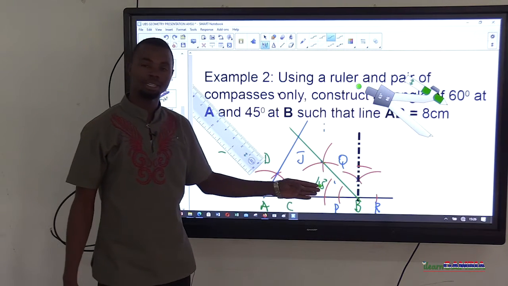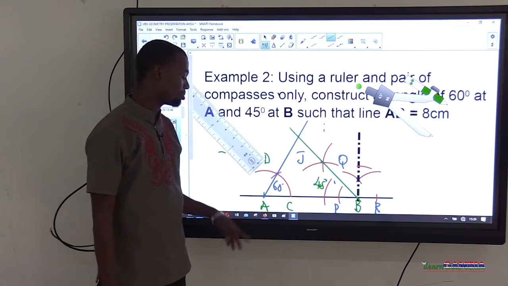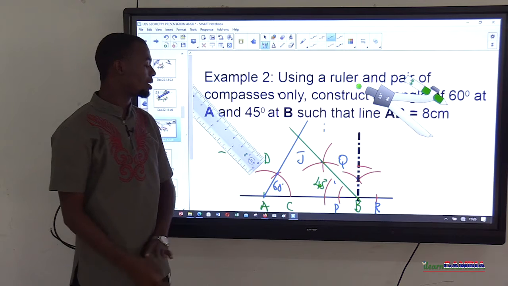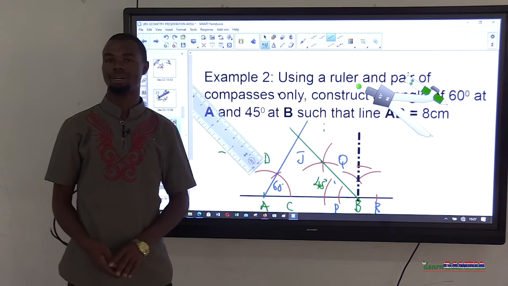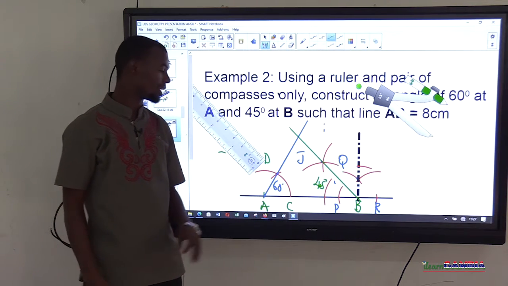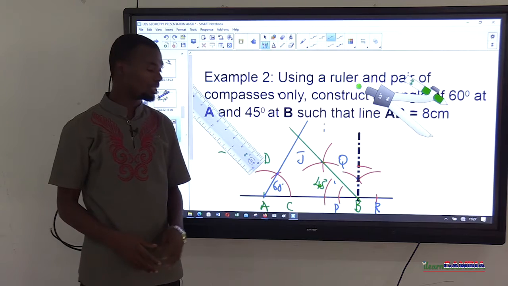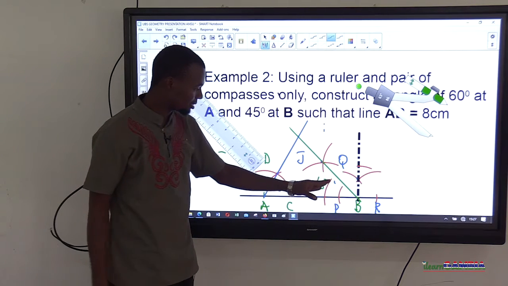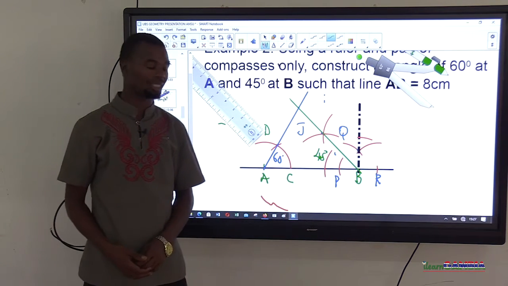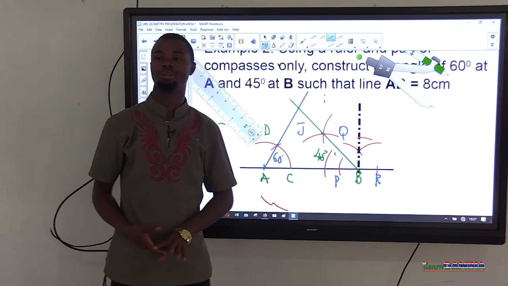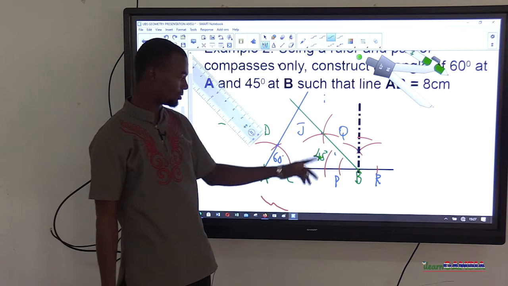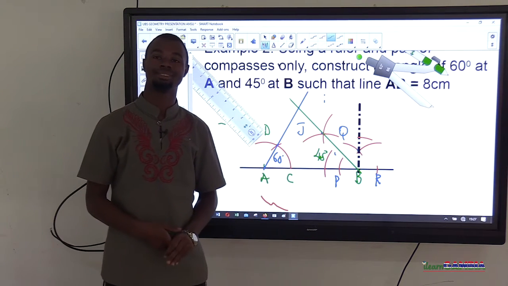So we have angle B 45 degrees and angle A 60 degrees. The green line is for angle B and the blue line is for angle A. Our objective is just to construct 60 degrees at angle A and 45 degrees at angle B. So this is the way we construct 45 degrees at a line. The line is 8 centimeter, which we measure to be 8 centimeter, and we have the angles on it. The green line will help us to get the 45 degrees, and the blue one is for 60 degrees.